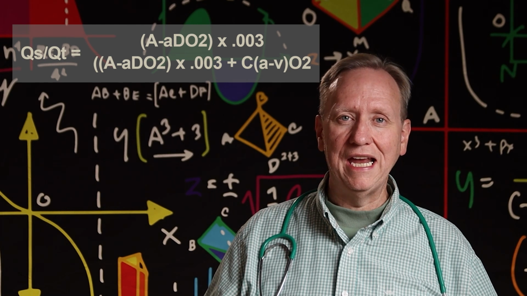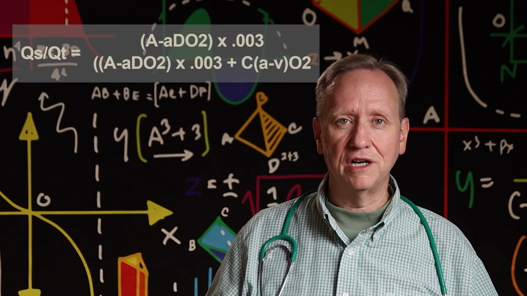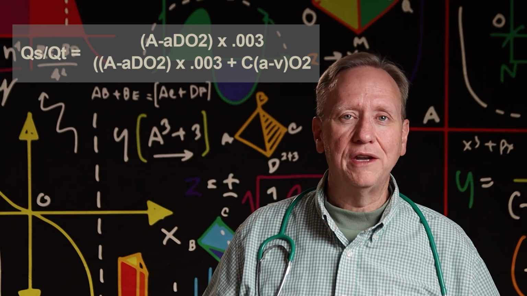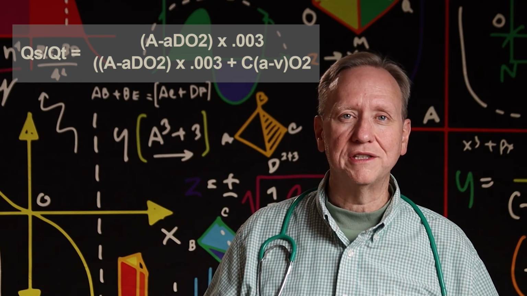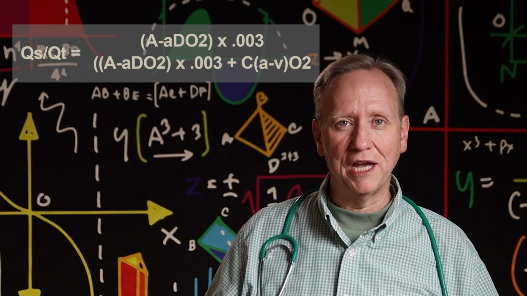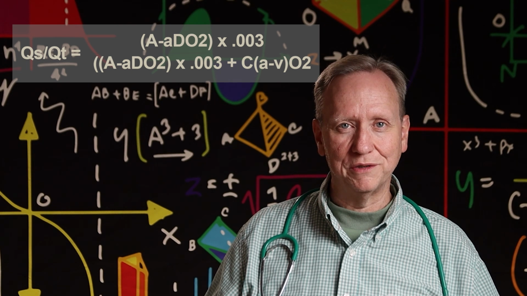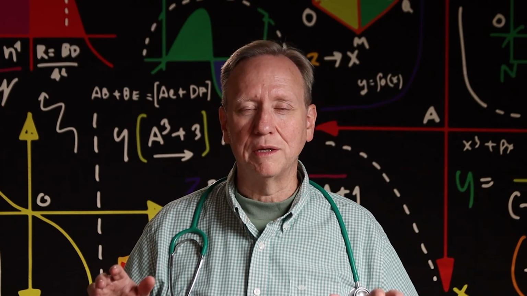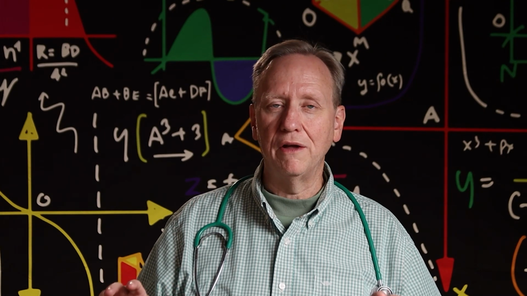We have the C(a-v)O2, that's the oxygen content difference between the artery and, of course, the venous system. And then, of course, we are multiplying it by a constant that relates to the amount that's dissolved in the plasma, and that's where we get the 0.003. But remember, we're not going to do that formula. We're going to do something very different. I want to show you how that works.